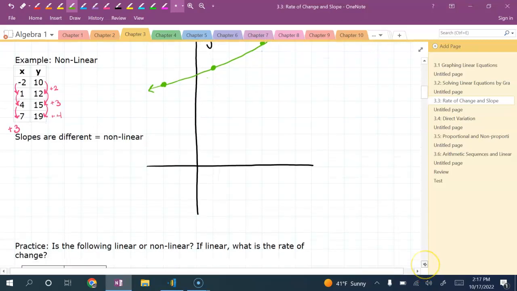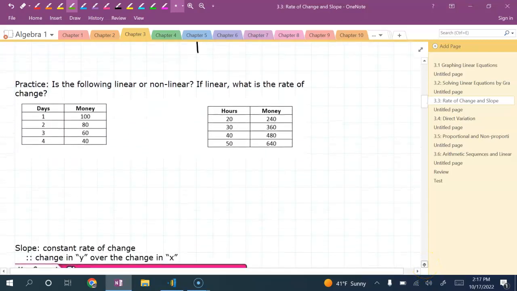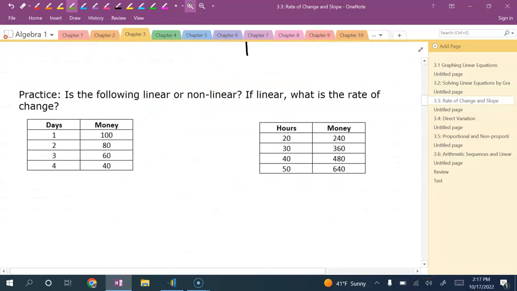So what I want you guys to do is looking at these 2 charts down here, I want you to practice and decide whether the function that you see is linear or nonlinear. And if it is linear, I want you to find the rate of change.